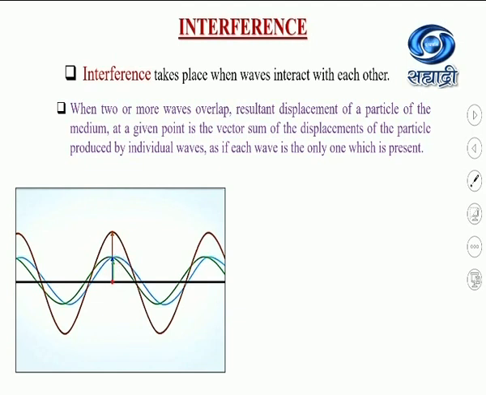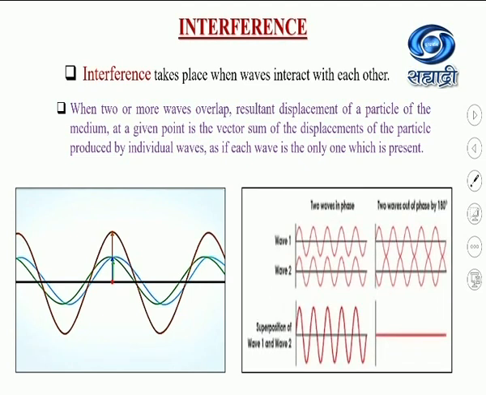These two waves interact with each other and the resultant displacement at this point is the vector sum of the individual displacement of the waves, and therefore the resultant displacement of the particle at that point is represented by brown colored arrow. So this is the superposition principle, and this brown color displacement is the vector sum of the individual displacements of two waves. Now let us understand this with two more examples.